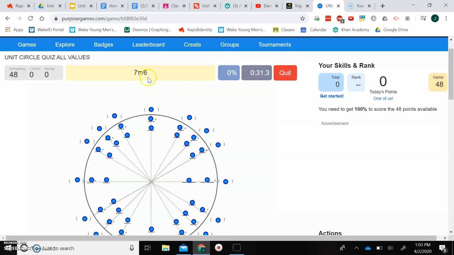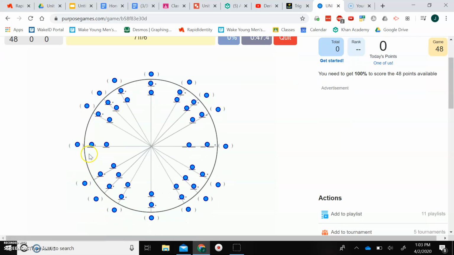So let me walk through a couple of them just to kind of show you how it works. So like for this example, this is 7 pi over 6. So I know that 6 pi over 6 is going to be equal to pi, so that's all the way over here at 180 degrees. So this would be pi radians, but this is 7 pi over 6 radians. So that means that if this is 6 pi over 6, I need to go pi over 6 farther in this direction to get to 7 pi over 6.